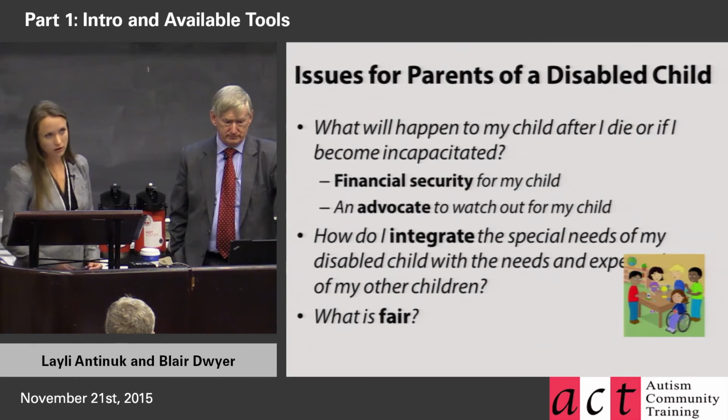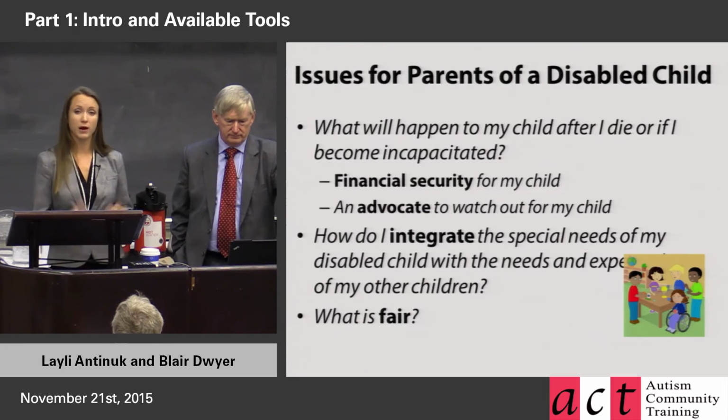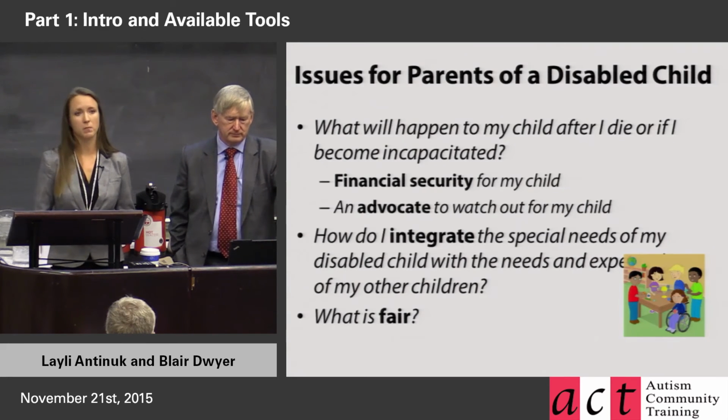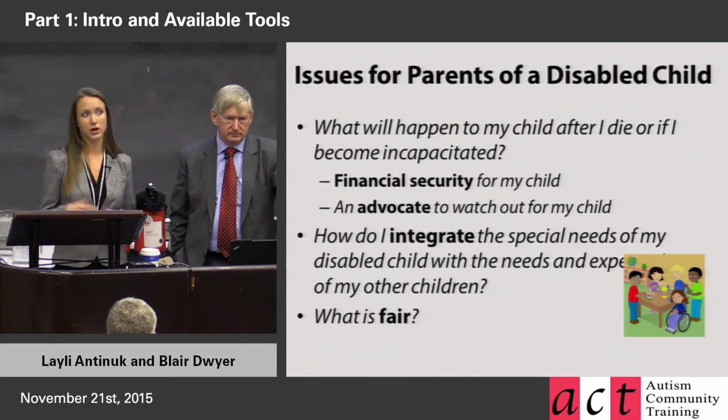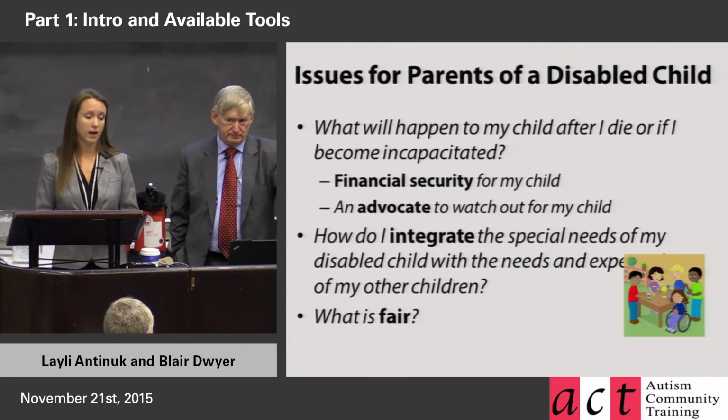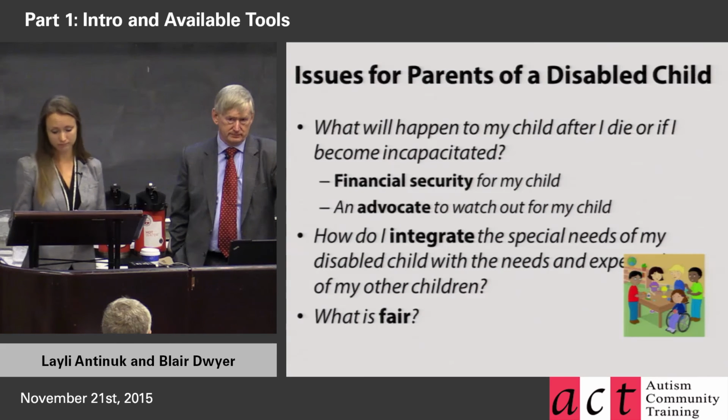And then another, I think, important concern for people who have more than one child is fairness among children, and how do you integrate the needs of your child who has disability with the needs of your other children? What are the expectations? How do you consult as a family about those things? And how do you make sure that things are fair?